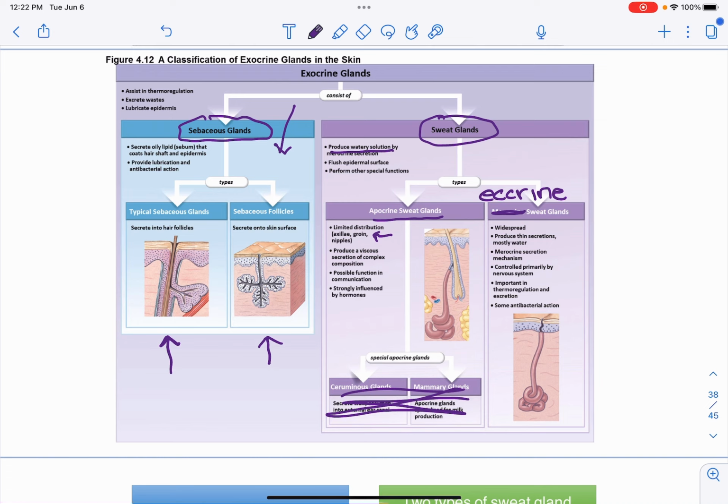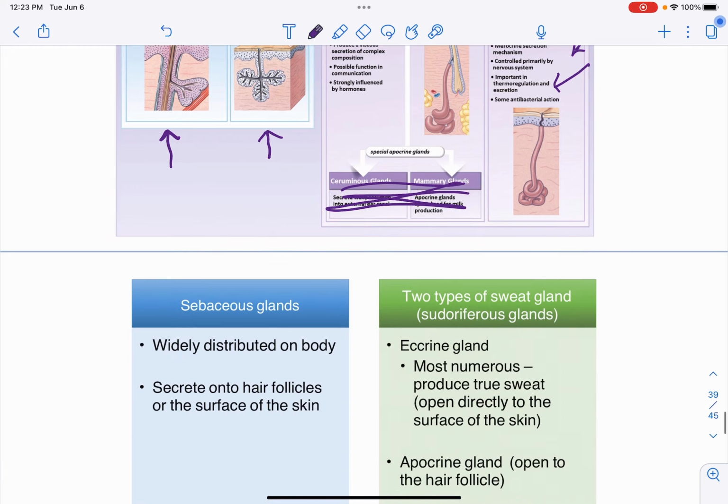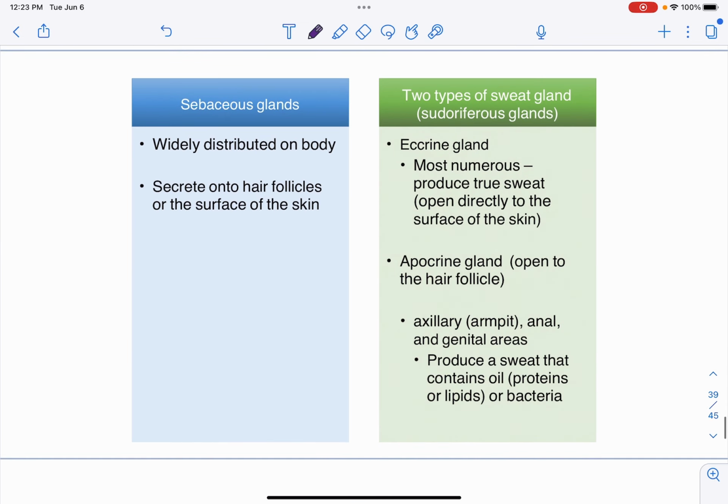And then the eccrine glands are your truer sweat glands. They are really abundant and widespread. This is your true sweat when you're working out that is produced along your body. They're, again, widespread. This is the saltier secretion, and this is important in thermoregulation. So I've summarized these types of glands here.